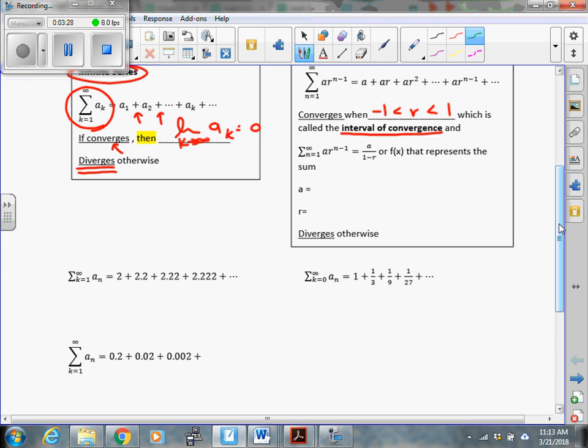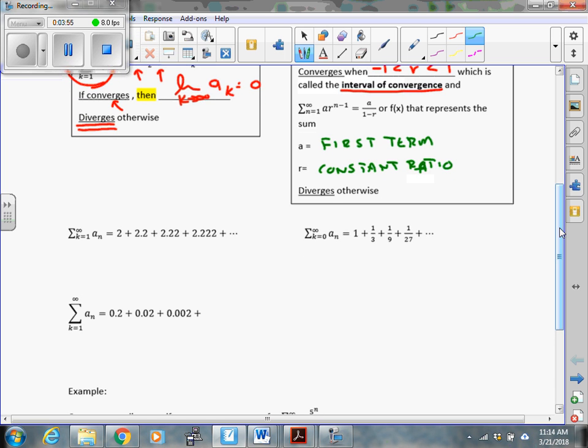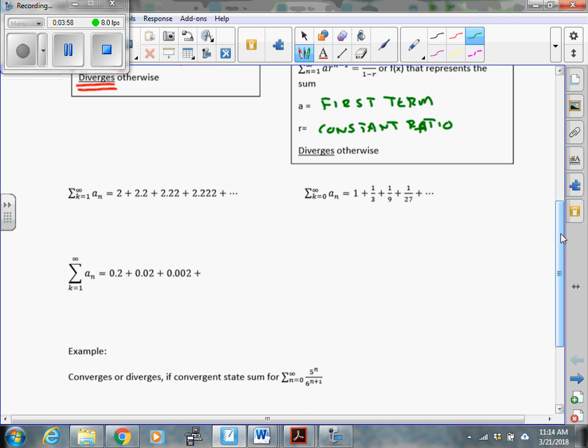Note, this format here should be familiar to you. Note that A is your first term, and R is your constant ratio, or in other words, your constant multiplier. So what we're looking for is a constant multiplier in our sequence. If we have that, we have geometric. If we have geometric and the R value is between -1 and 1, we score. We have all this great, wonderful stuff. Let's look at a couple examples.